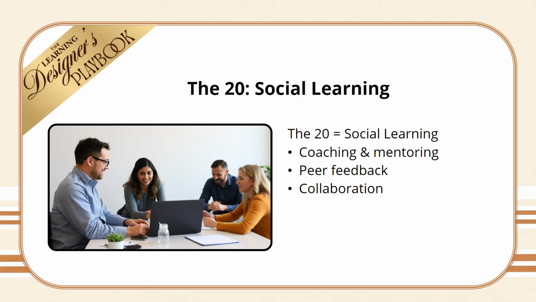Peer feedback is another critical form of social learning. It gives learners perspectives from colleagues who share similar challenges. Collaboration, such as team projects, fosters shared problem-solving and knowledge exchange. Social learning accelerates growth because it combines knowledge with human connection. It is especially effective when paired with on-the-job assignments. The 20 reminds us that learning is not isolated. It happens within relationships. Designing programs that encourage coaching, feedback, and collaboration makes learning sustainable.